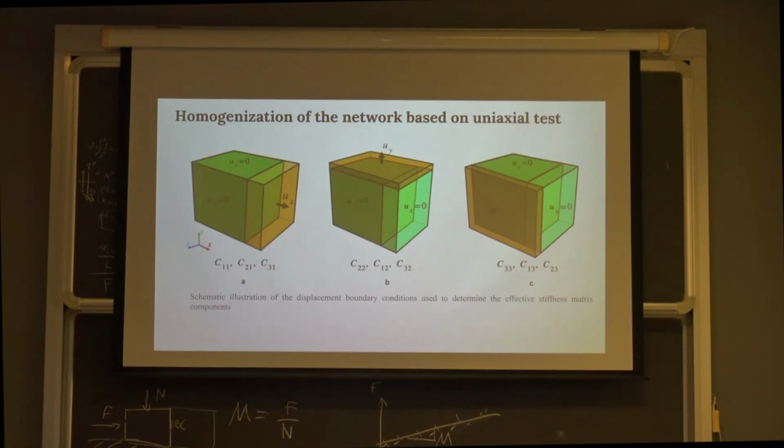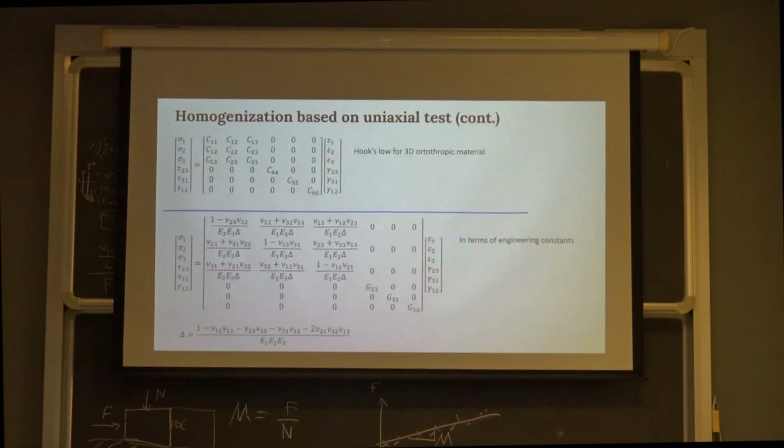Then the idea of homogenization is the following: we stretch our material in one direction, and this allows us to obtain the elastic moduli C11, C21, and C31. Then, after we have the finite deformation in one direction, we apply small strains in two orthogonal directions of the cube, and that allows us to obtain nine elastic constants, of which actually only 6 are independent.